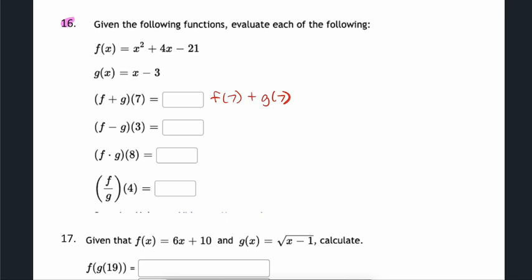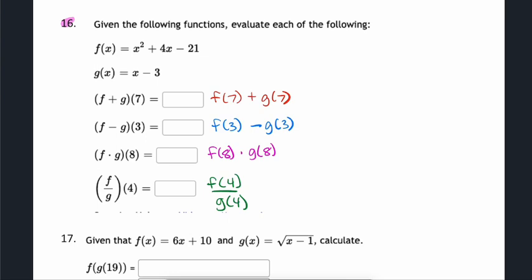The second one, you're going to take 3, plug it into f, and subtract what you get when you plug 3 into g. The third one is just f of 8 times g of 8. And the last one is just f of 4 divided by g of 4. So don't make those notations harder than they have to be. These ones are pretty nice. So that's just what those mean.